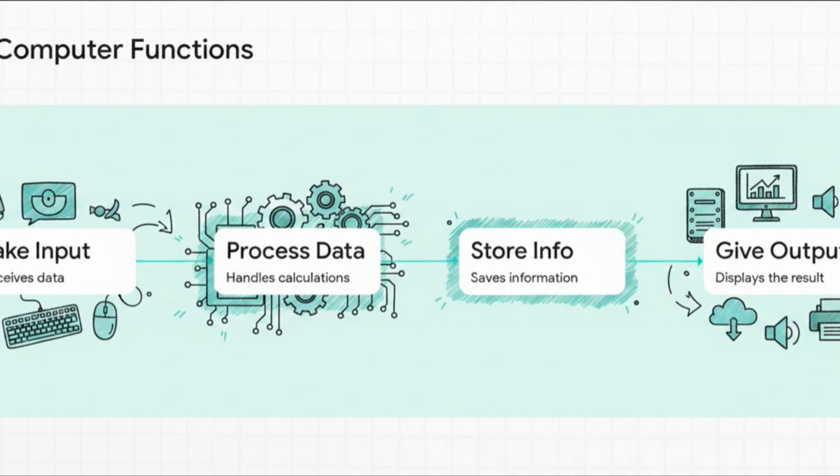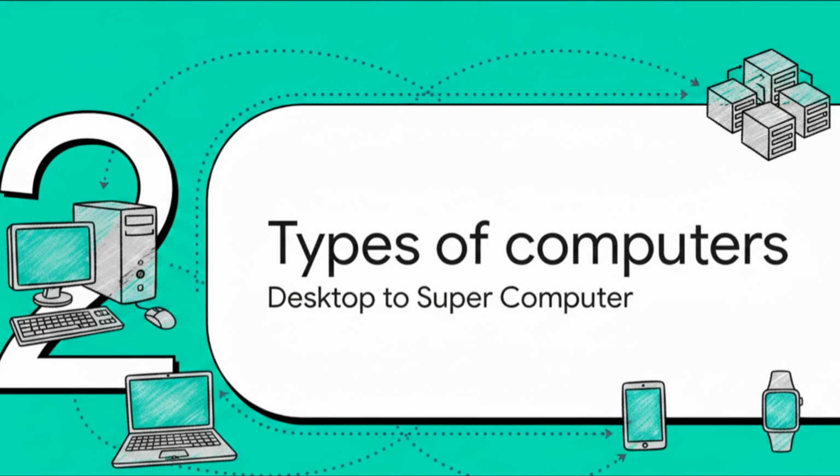So this core definition actually translates into a very specific continuous workflow. Every complex action a computer takes boils down to just 4 fundamental tasks. Step 1, it takes input. Step 2, it processes the data. Step 3, it stores the information. And Step 4, it gives you an output. It's basically a repeating rhythm. 1, 2, 3, 4.